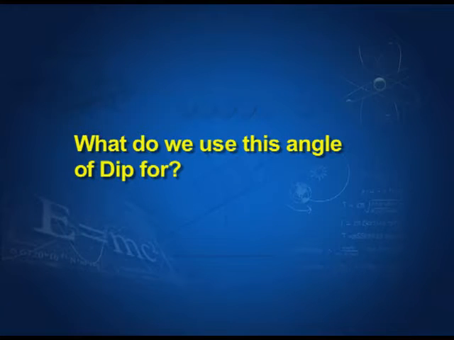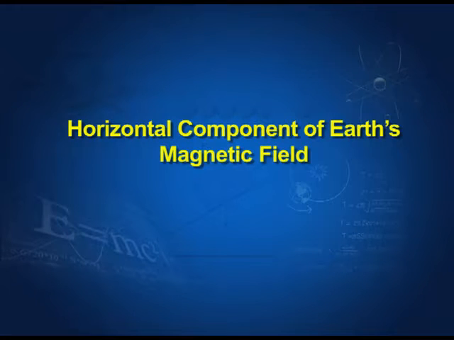What do we use this angle of dip for? We can find the value of Earth's magnetic field at a location. How do we do that? We can find the horizontal component by any of the methods using field lines, placing them on a board on a horizontal table, finding a neutral point and calculating the value of horizontal component of Earth's field.